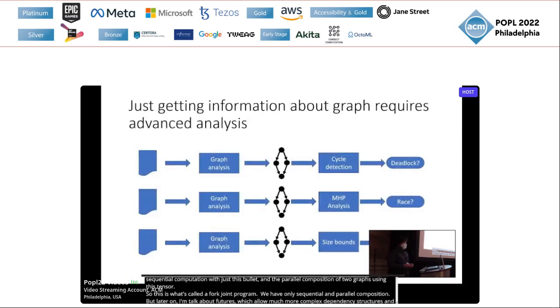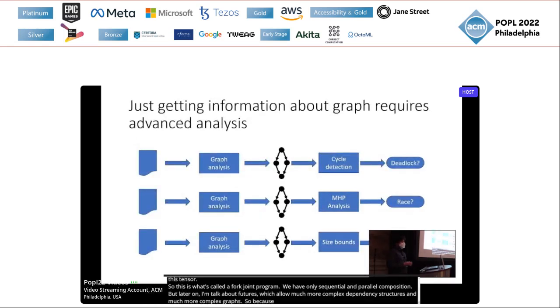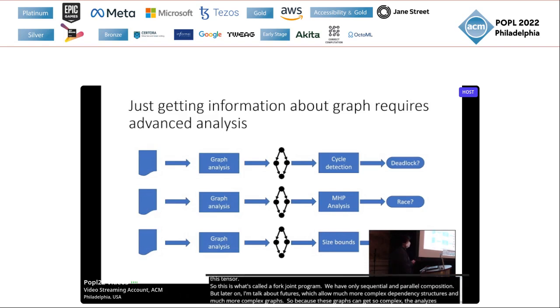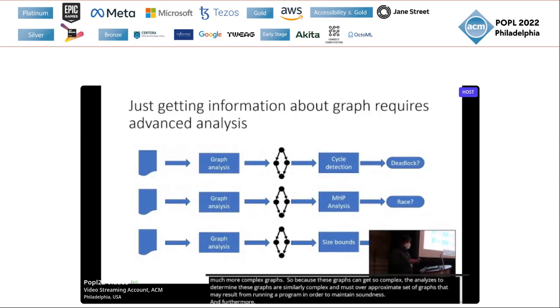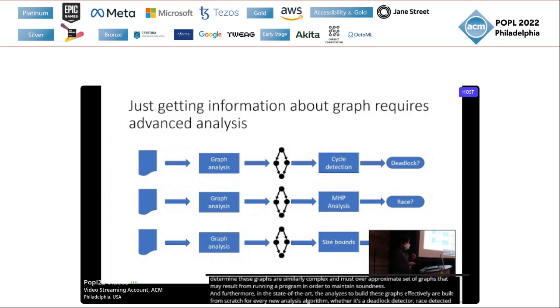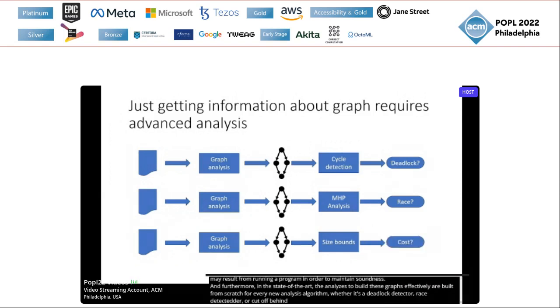So because these graphs can get so complex, the analyses to determine these graphs are similarly complex and must over-approximate the set of graphs that may result from running a program in order to maintain soundness. And furthermore, in the state of the art, the analyses to build these graphs effectively are built from scratch for every new analysis algorithm, whether it's a deadlock detector, a race detector, or an analysis to determine the cost, the complexity of running a piece of code, and so on. However, the dependency information that these analyses collect is fairly similar, regardless of what the actual analysis is.